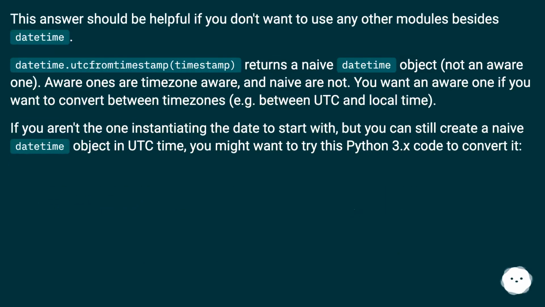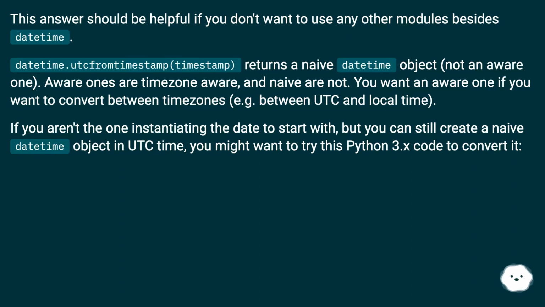This answer should be helpful if you don't want to use any other modules besides datetime. datetime.fromtimestamp returns a naive datetime object, not an aware one. Aware ones are time zone aware, and naive ones are not. You want an aware one if you want to convert between time zones, for example between UTC and local time.